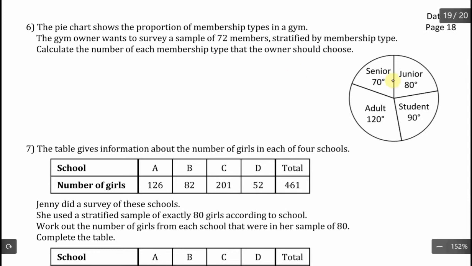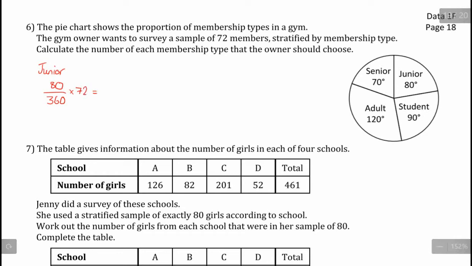So even though we don't know how many people are in these groups, we do know the proportion of the whole that they take up. So if we start with the junior members, we know the proportion that they take up is 80 out of the 360 degrees of the pie chart. So we can just treat the population size as 360, the group size as 80, and we times that by our sample size.